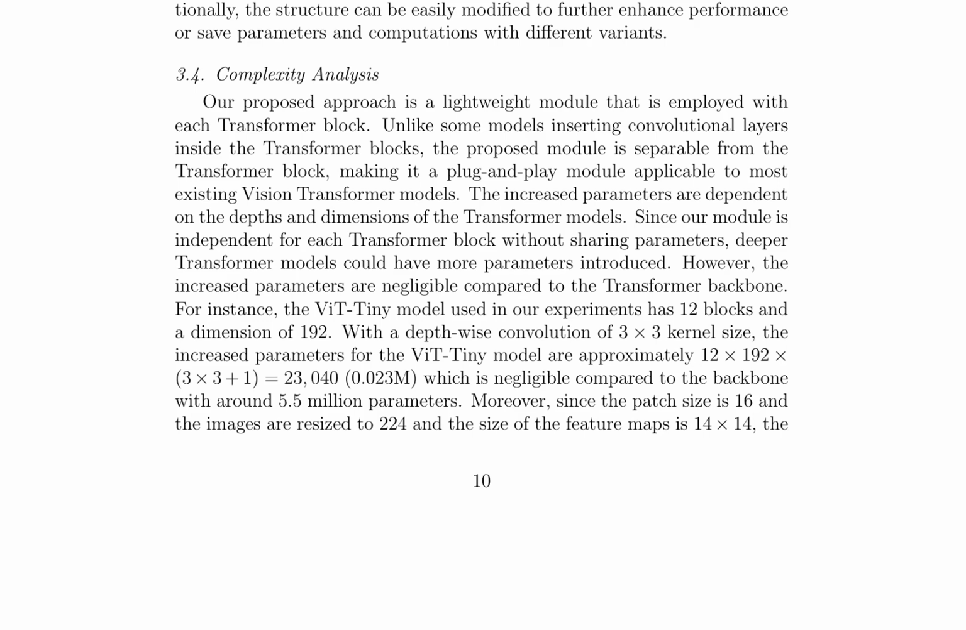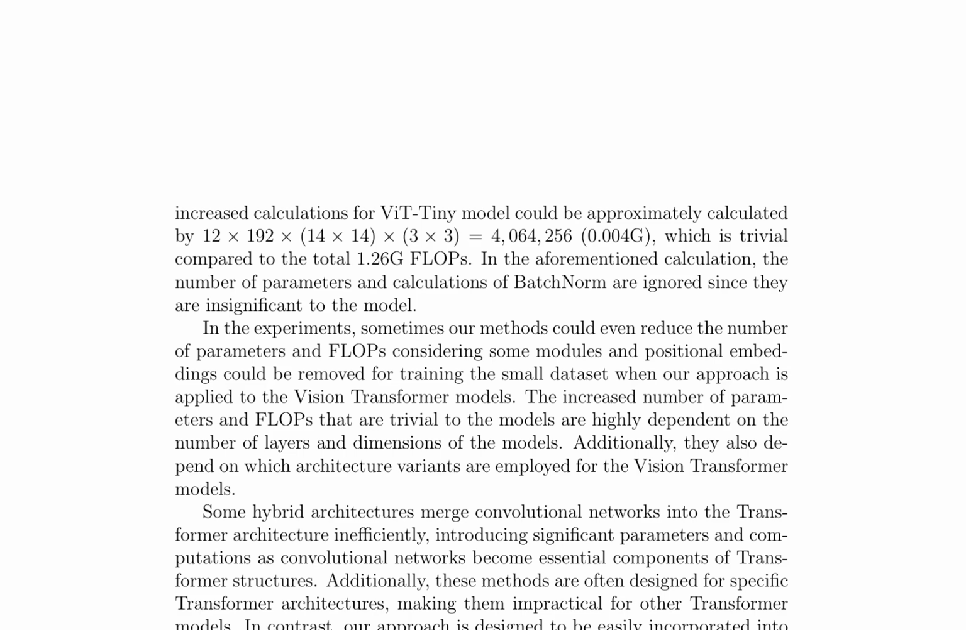For instance, the ViT-Tiny model used in the experiments has 12 blocks and a dimension of 192, resulting in approximately 23,040 increased parameters, which is negligible compared to the backbone with around 5.5 million parameters. This section delves into the computational complexity of the proposed approach and its experimental evaluation on various vision transformer models.